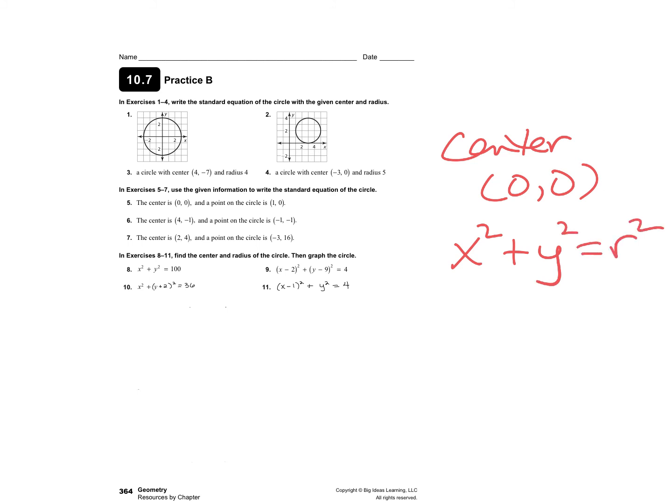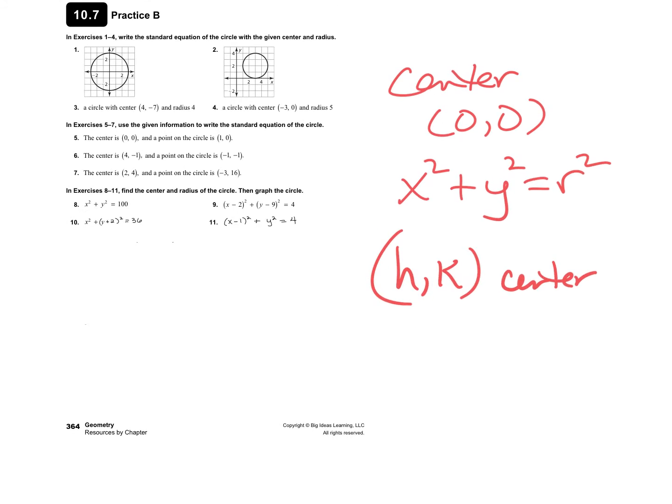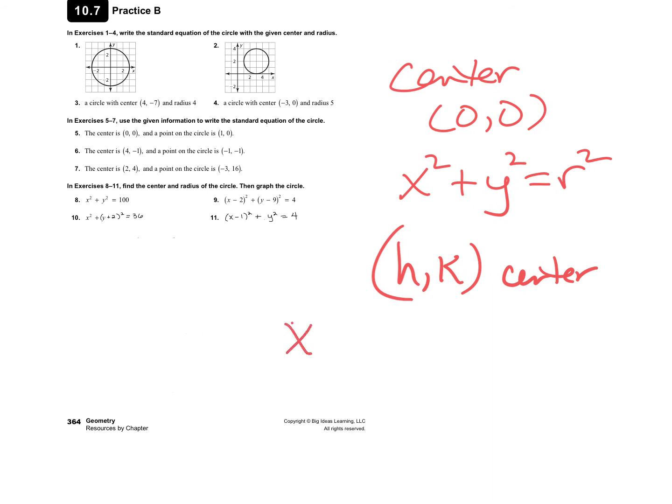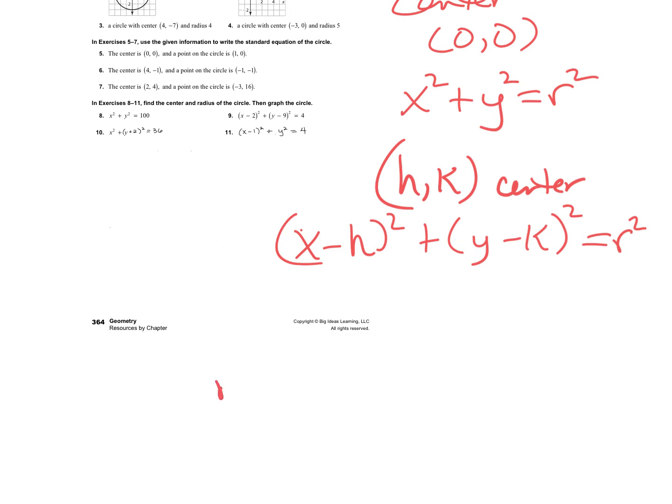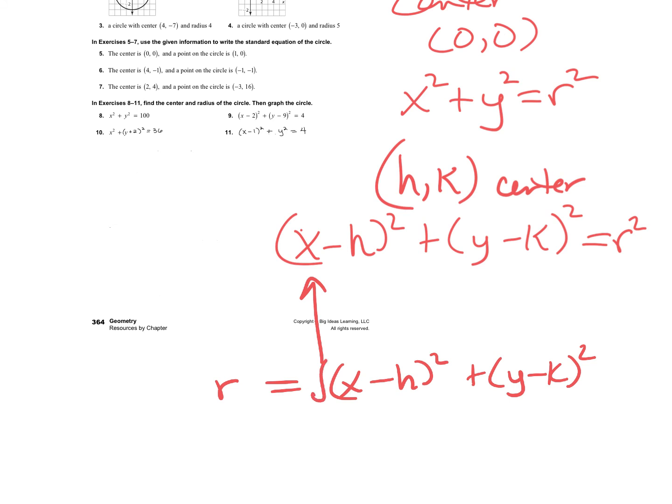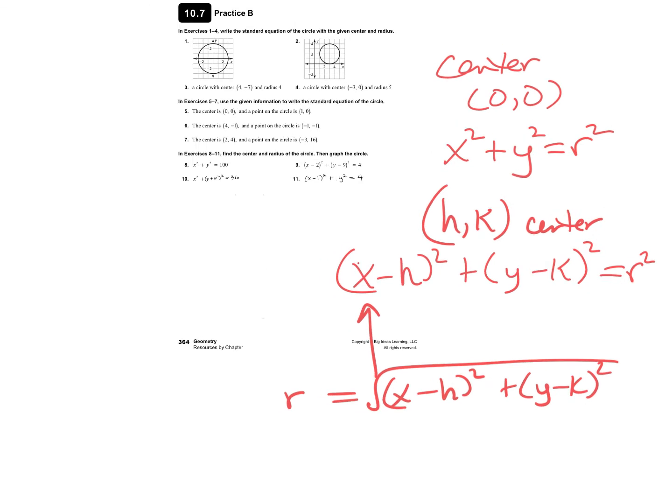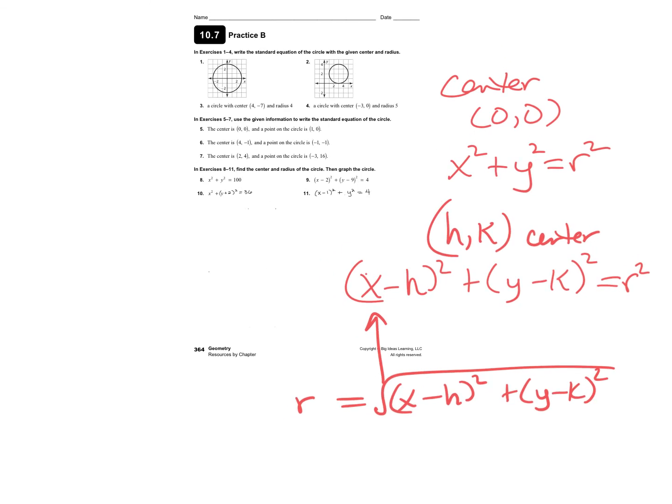The other one is when the center is at (h, k), and it'll just be an ordered pair that you're doing: x minus h squared plus y minus k squared equals the radius squared. If you're looking for a radius, it's this same formula right here. It's just under a square root. So those are the 3 formulas from 10.7. We just did a bunch of these in the warm-up.